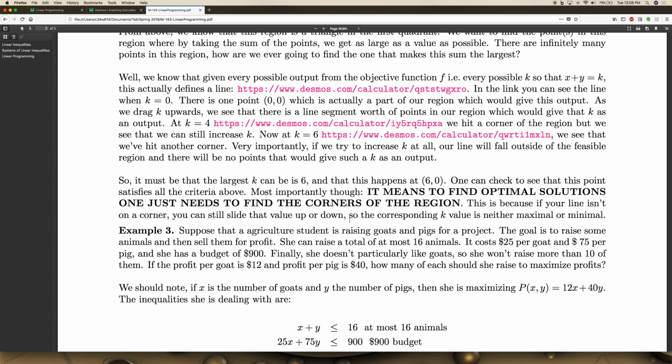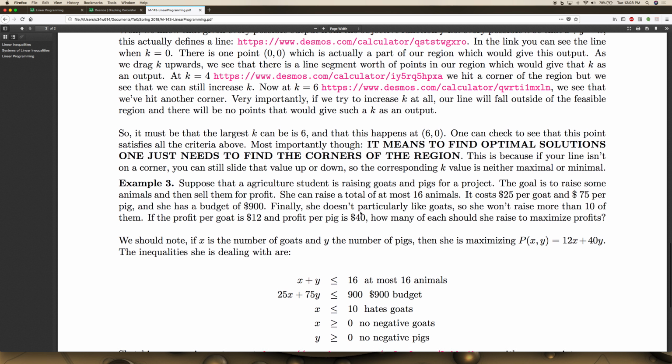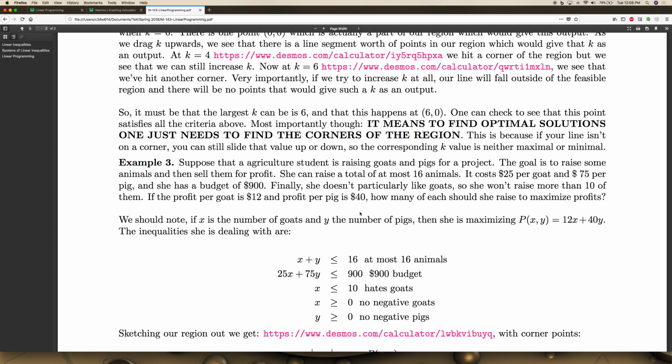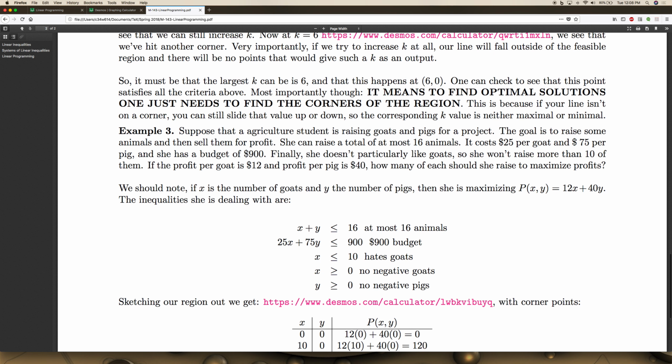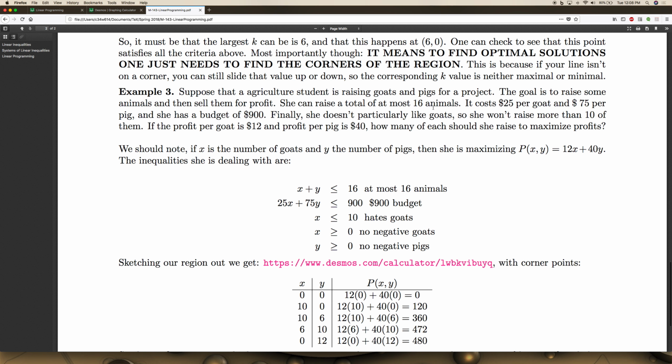So on to the example problem here. Here we have a fairly reasonable word problem that demonstrates the utility of this sort of thing. So we have a student, and she's going to raise a bunch of animals. She can raise 16 animals at most. The costs are 25 per goat and 75 per pig, and she has a budget of $900. She doesn't really like goats for some reason, so she won't raise more than 10 goats, and she gets $12 profit per goat, $40 per pig. And so what should she do to maximize the profits?